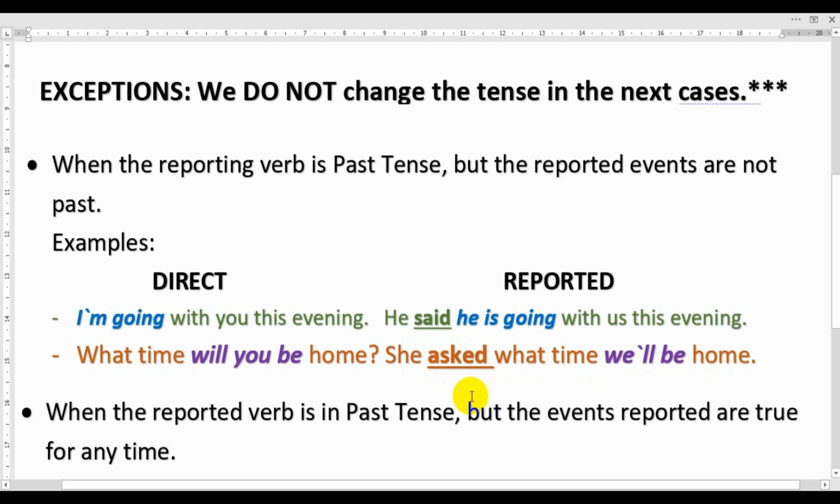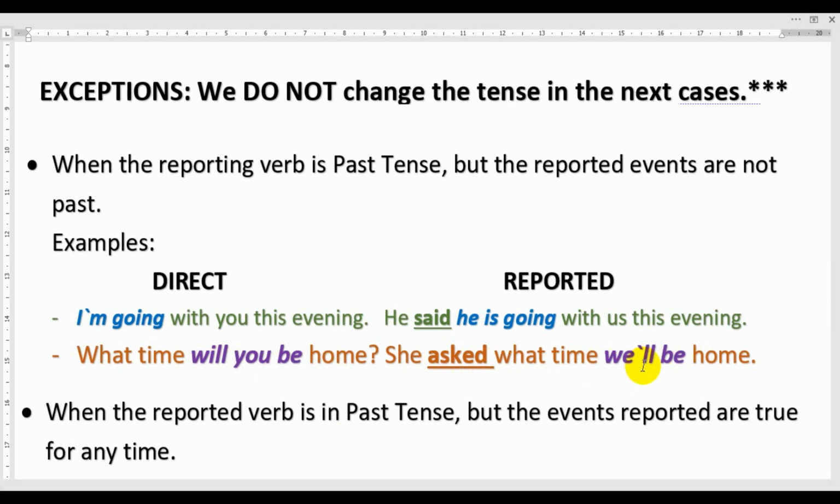Lo mismo, the same. Aquí tenemos el reporting verb, el verbo que nos ayuda a reportar en pasado, pero el evento de la pregunta que ella nos hizo continúa siendo y no es pasado. Entonces no tenemos que reportarlo en pasado, sino en el mismo tiempo. Will be, will you be. No cambiamos will por would en este caso. Okay? Very good. And let's see the last exception.